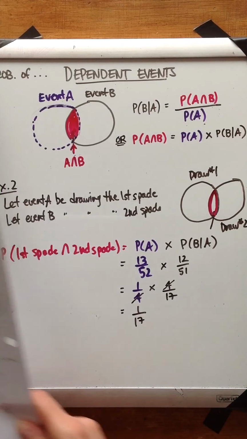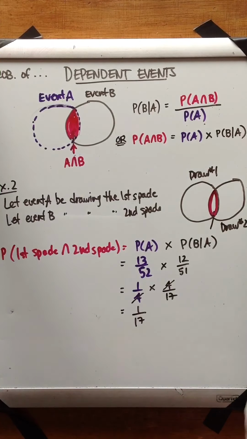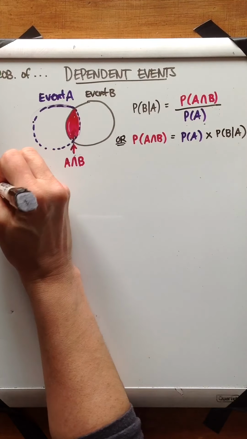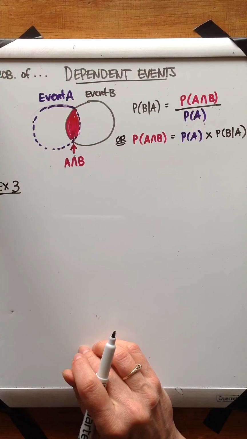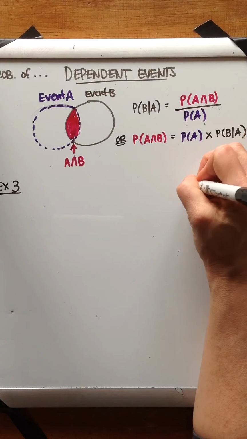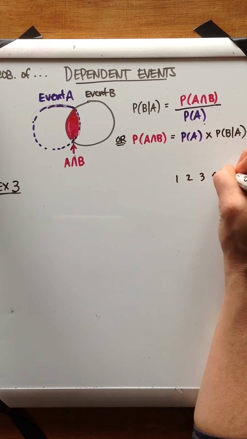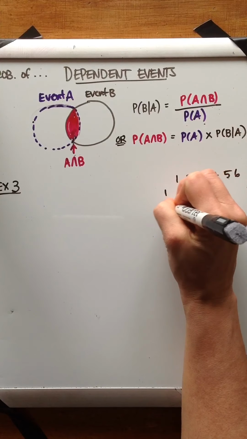Okay, let's do a couple more examples for dependent events. In example 3 of your notes, we're going back to a pair of dice being rolled, and we're going to look at 2 sub-scenarios. So this time the probability of rolling a sum less than 6, given that one of the dice is a 2. So again, let's set up our little table of sums for rolling 2 dice.